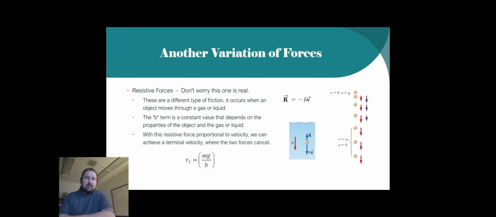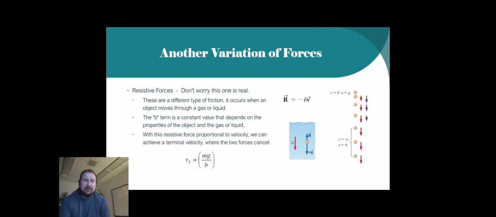This one, of course, is real. You can think of a resistive force as a different type of friction. We've neglected air resistance and minor things like flow and drag, and we've ignored all that up until this point to make the math a little bit easier. But those things are out there; they exist. So for small velocities, small scale speeds, we have an equation that it follows, and we call that the resistive force.